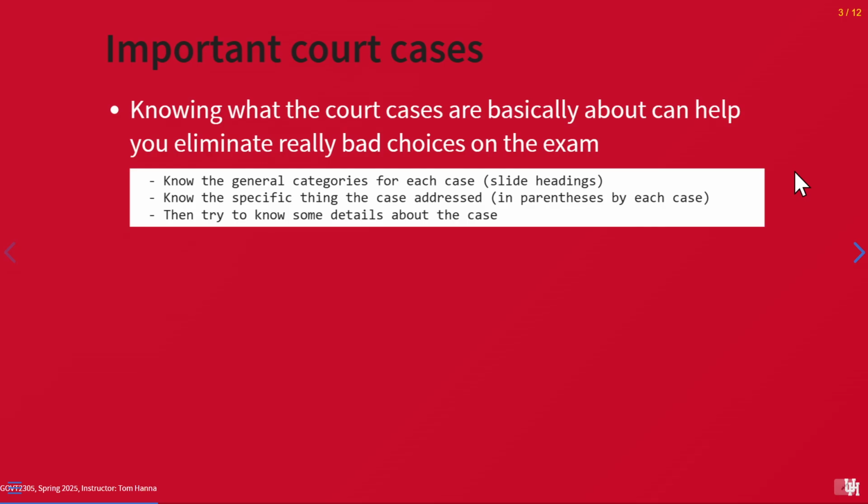So a couple of things here. Knowing what the court cases are basically about can help you eliminate really bad choices on the exam. And that's basically the level that as someone passing an American government course, you should be at. You should know the general categories for each case, know a few specific things about the cases, and I'll have those in parentheses by each case, and then try to know some details about the case.